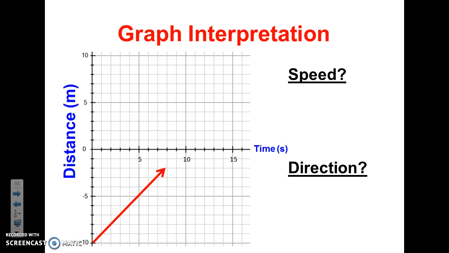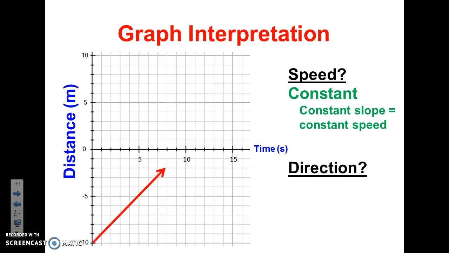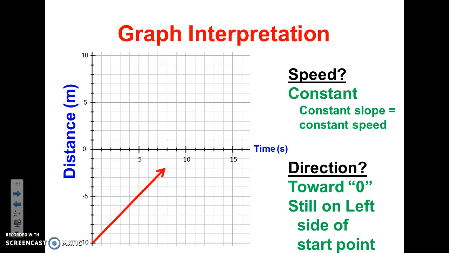Again, think about that slope. Constant slope equals a constant speed. Think about direction. I'm moving towards the 0 point. Because I'm on the negative side of the graph, it just means that I am on the left side of the start point.